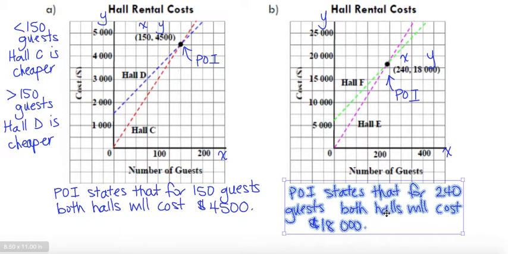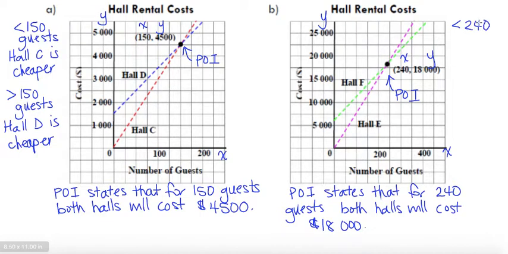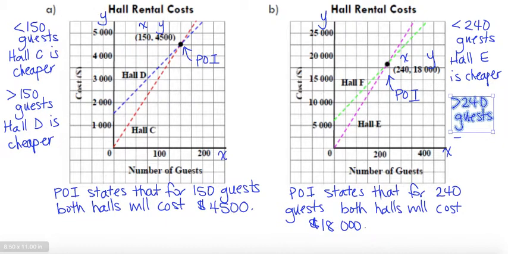So again, we're going to determine what happens before our point of intersection and what happens after our point of intersection. If we have less than 240 guests, we're looking at what happens before that point of intersection, and which line is lower, that's Hall E. So Hall E is cheaper. And if we have more than 240 guests, what happens after our point of intersection, which line is lower? It's the green one, which is Hall F. So Hall F is cheaper.